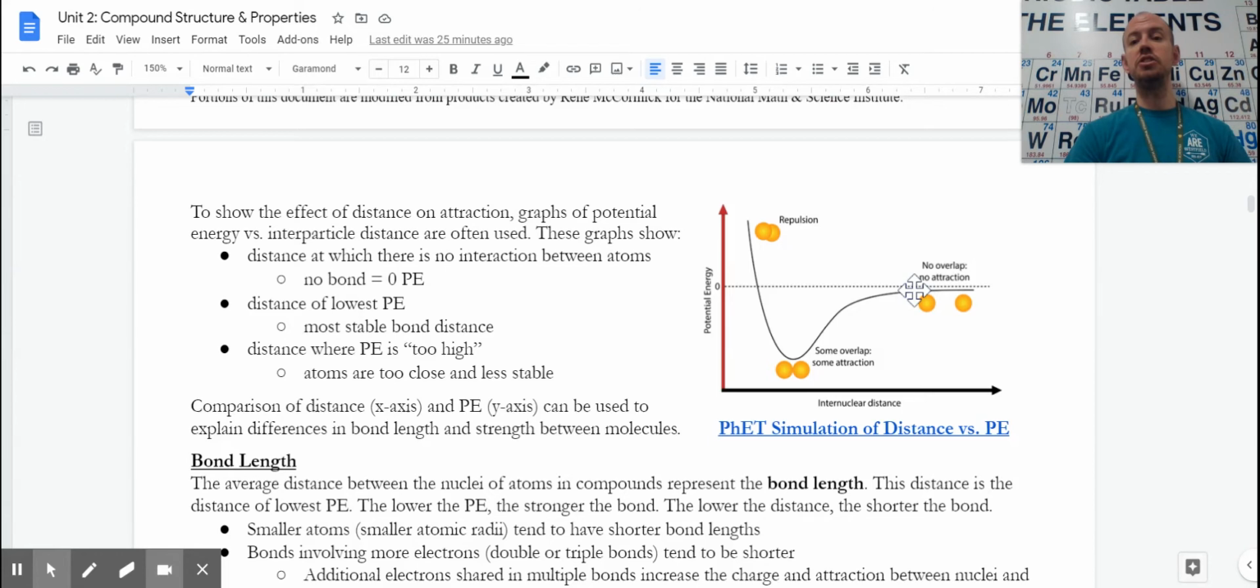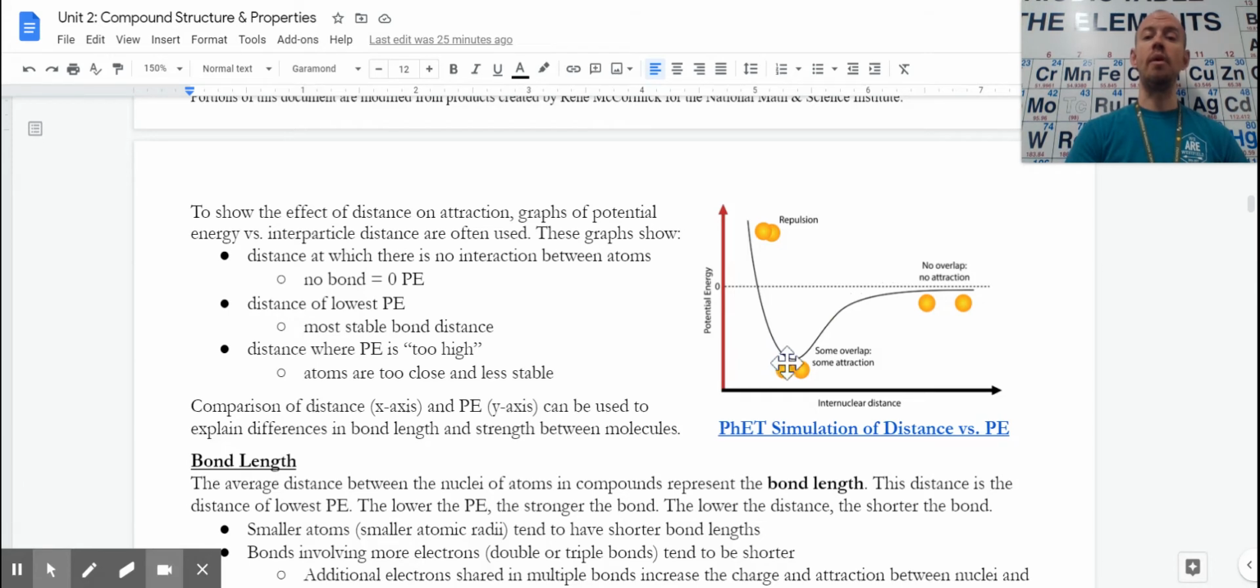So if our distance is huge, so if there's no interaction, the atoms aren't touching or aren't attracting each other at all, that's when we describe it as having no bond. They aren't attracted, they aren't bonded, and there is no change in potential energy for those. As they come closer together, the reason they come closer together is there's an attraction between them. That attraction releases energy or lowers our potential energy.